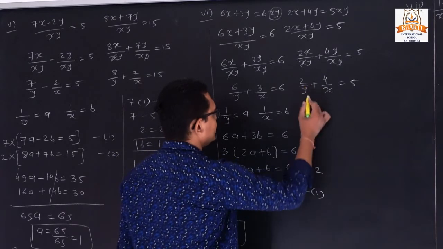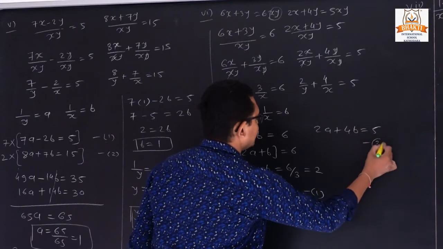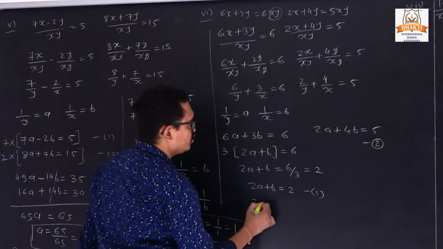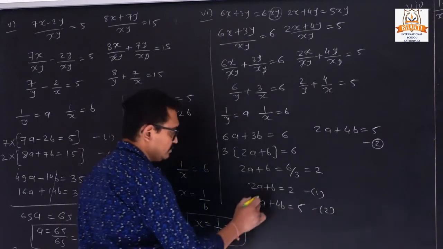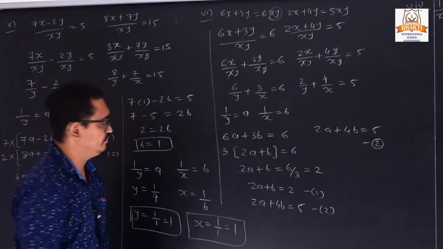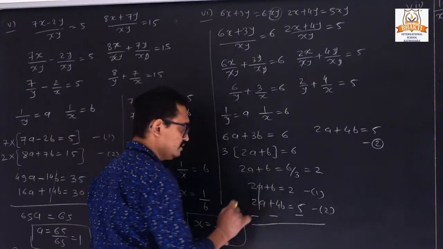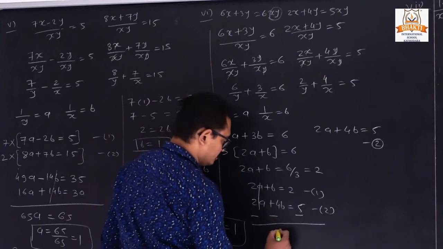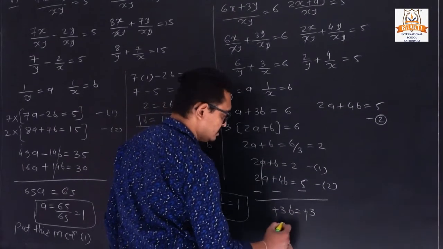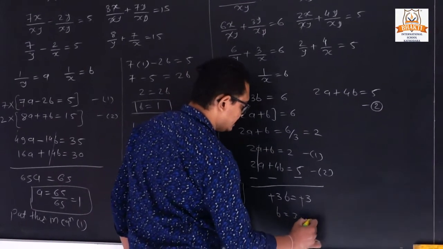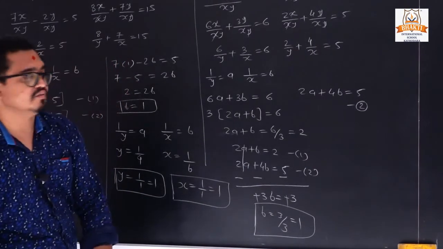Similarly, we can also put here 1 upon. So 2a plus 4b is equal to 5. We can declare it as result number 2. 2a plus 4b is equal to 5. Now suppose I want to solve these both equations. We can subtract. So 2a cut. 1 minus 4, so minus 3b. 2 minus 5, so minus 3. Minus cut, b is equal to 3 by 3, so it is 1. So b is equal to 1.